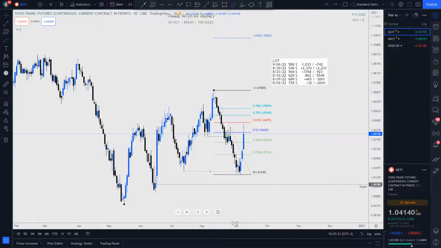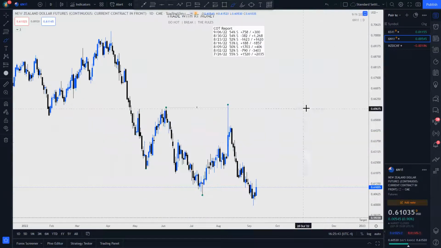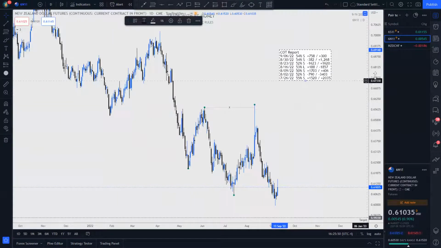Yes, I do. There's not a lot to get from the COT report, so I won't go over it, but the Swiss is looking pretty strong. It's pretty bullish. Now let's look at the New Zealand dollar. Again, not a lot of information to gather from the last COT report that was released.